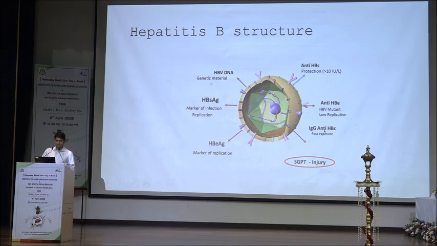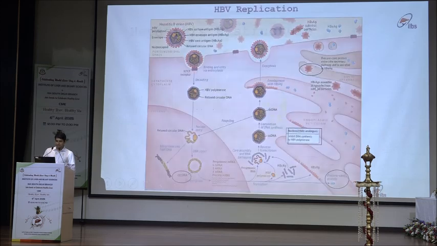Hepatitis B virus DNA is the genetic material of the virus. Surface antigen and E antigen are markers of active replication, whereas anti-HBs more than 10 is suggestive of protection from hepatitis B virus. I will not go much into the replication of hepatitis B virus.